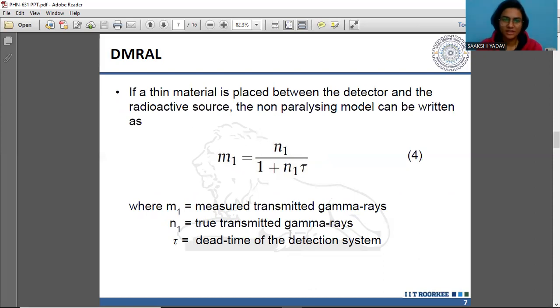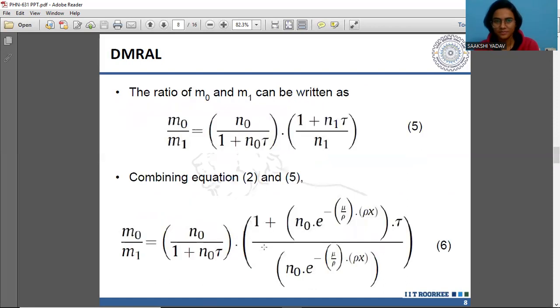If a thin material is placed between the detector and the radioactive source, the non-paralyzing model can be written as equation 4: M1 is equal to N1 upon 1 plus N1 tau, where M1 is the measured transmitted gamma rays, N1 is the true transmitted gamma rays, and tau is the dead time of the detection system. When we take the ratio of M0 and M1, we obtain equation 5. And when we combine equation 2 and equation 5, we get equation 6, which is written here.